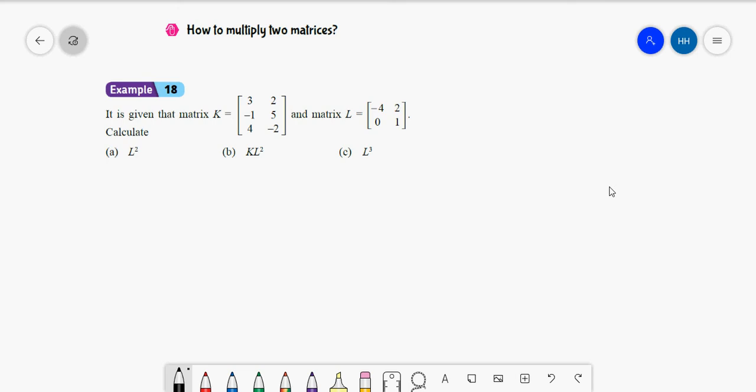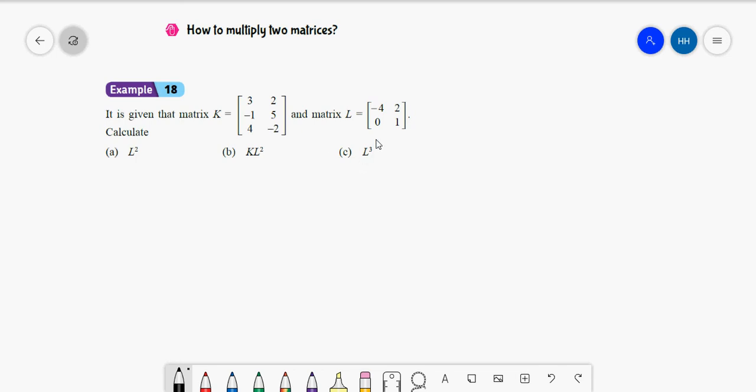Okay, hi. How to multiply two matrices? This is example 18 from textbook Mathematics Form 5. It is given that matrix K is this matrix and matrix L is this matrix. Calculate L square, KL square and L cube.